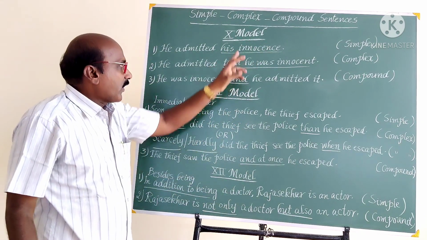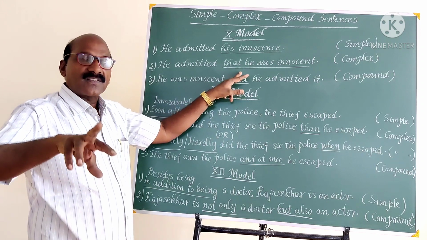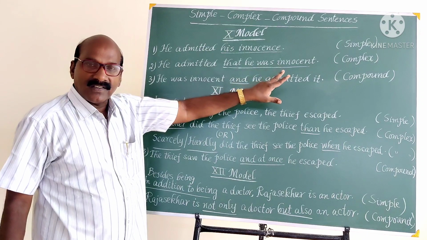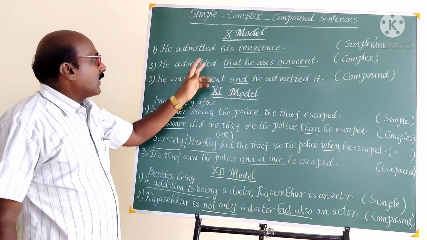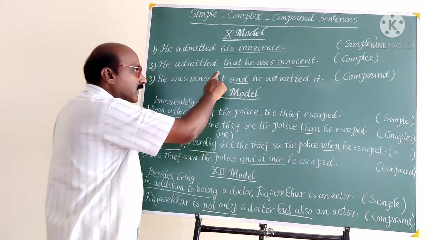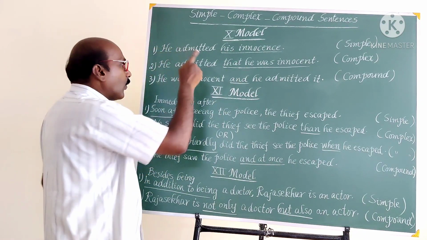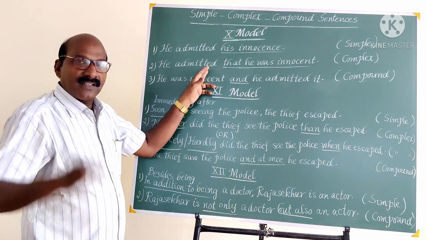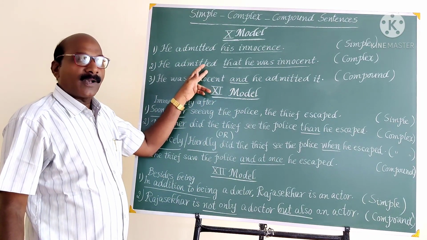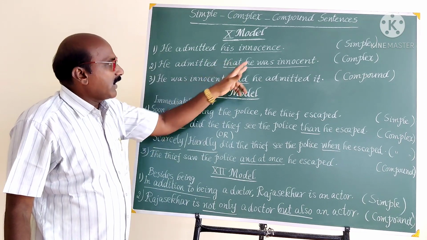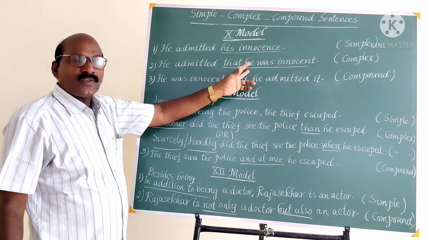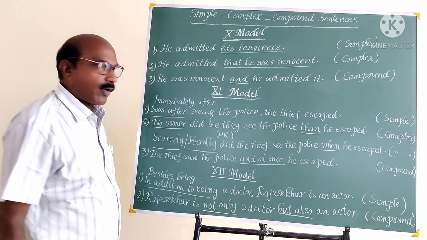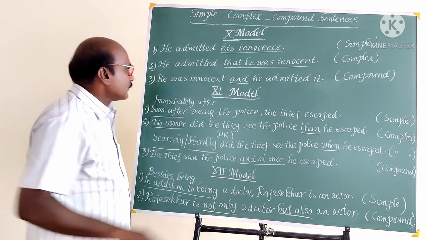His innocence. This phrase can be converted into a clause, particularly a subordinate clause. His innocence, that he was innocent. He admitted that he was innocent. It's a complex sentence because it has one main clause and one subordinate clause. He admitted, that is the main clause because it gives complete meaning. That he was innocent gives incomplete meaning. This is a combination of one main clause and one subordinate clause, that is complex.